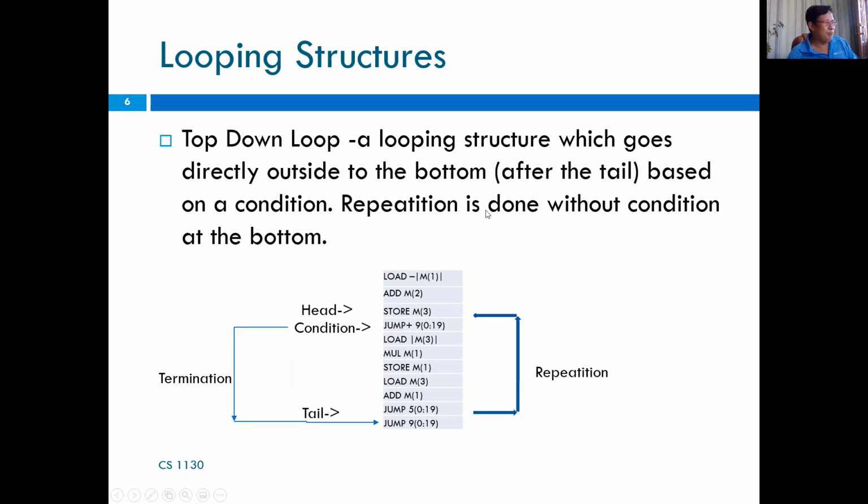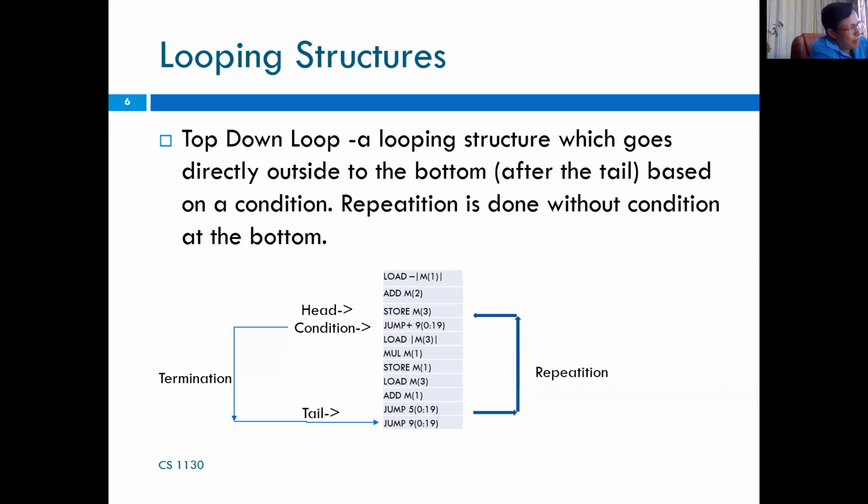And then at the bottom, repetition is done without a condition. So when we reach the tail, jump 50 to 19. There's no condition here. It will just go on to repeat at the head of the loop, which is store M3. After store M3, a condition is checked. If it is reached, it will terminate. If not, it will repeat. This is a top-down loop. The condition is at the top.